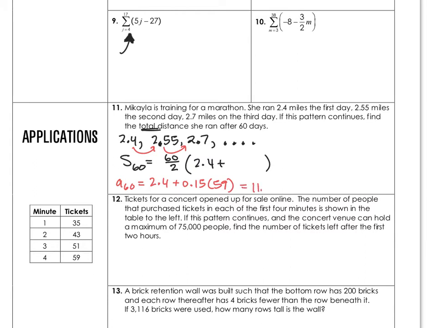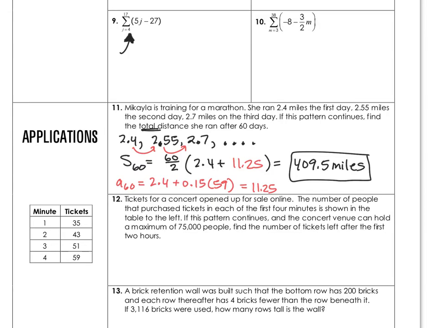And that gives us 11.25. Okay, so I got to put 11.25 into that. And then I can plug all this in your calculator. 30 times 13.65, and we get 409.5 miles. So a lot of times when we're just looking for the sum, it's pretty straightforward, kind of like what we did already.